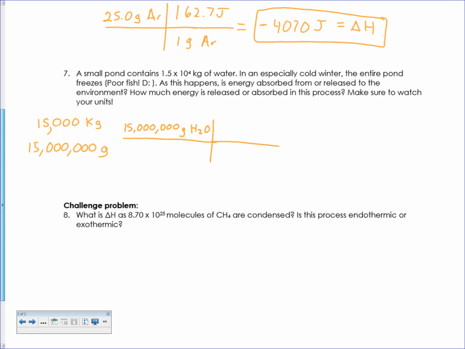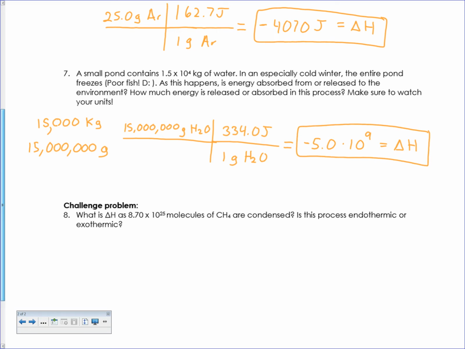Here we're talking about freezing water, so that's heat of fusion. So we use 334.0 joules for every 1 gram of water. This has 2 sig figs, so when you go through and multiply it all out, we get something like 5.0 times 10 to the 9th. Okay, this is an exothermic process because it's freezing, so that makes it negative for our delta H. Alright, and that is your answer there.